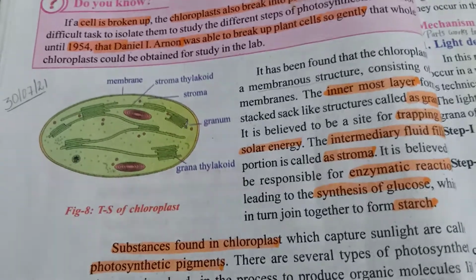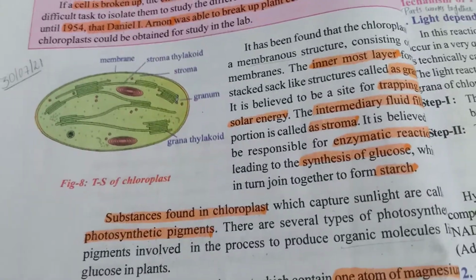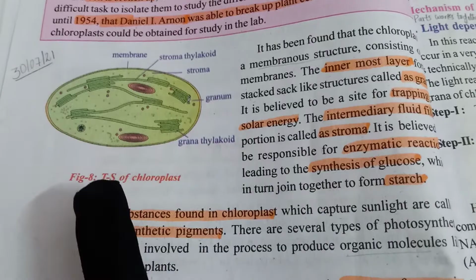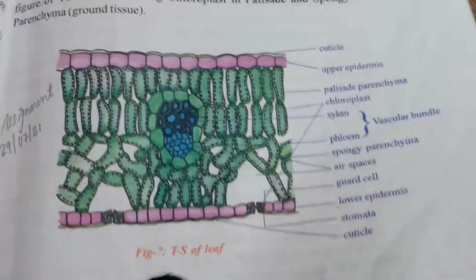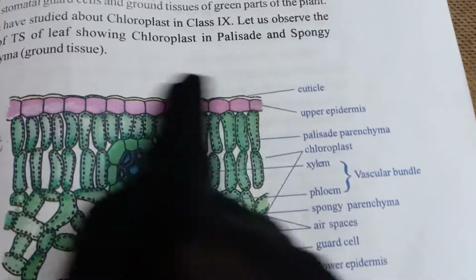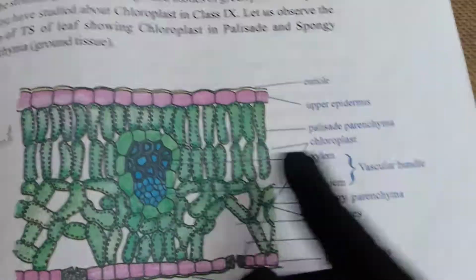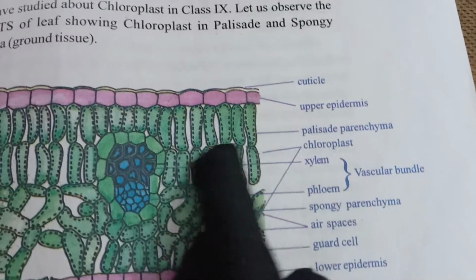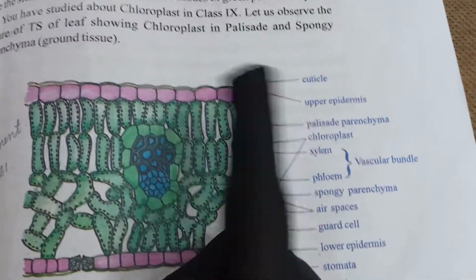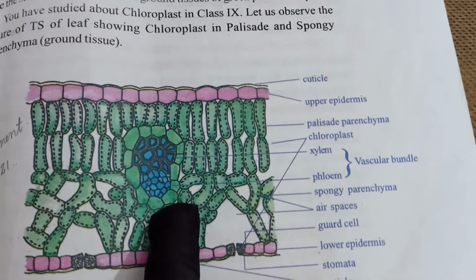And in our today's class, we will discuss the TS of chloroplast, which means transverse section of chloroplast. In our last class, we had seen the TS of leaf, right? So, here is our TS of leaf, the transverse section of leaf, and here the chloroplast is present. As you can see, chloroplast is distributed all over the plant leaf, right?